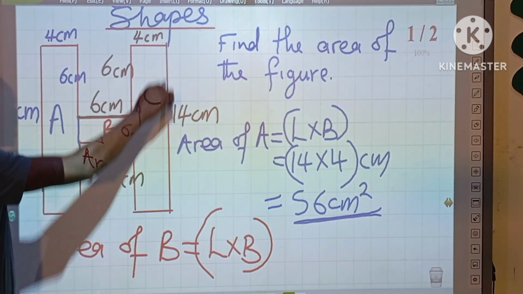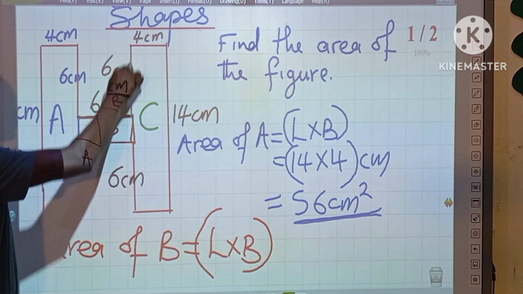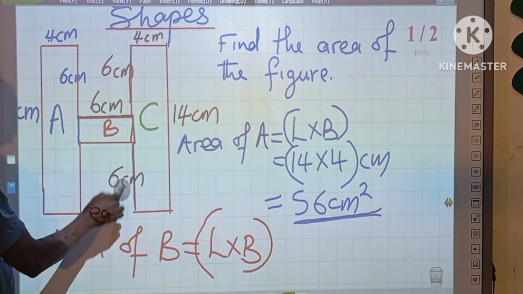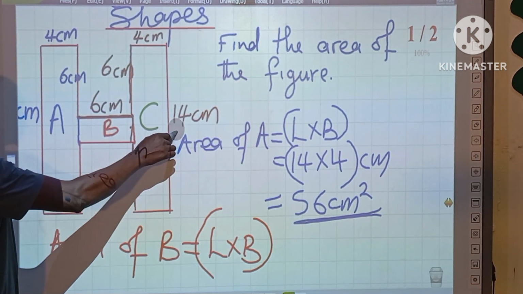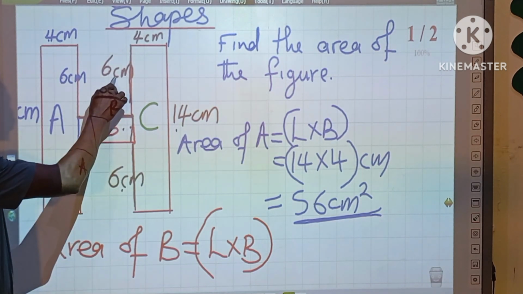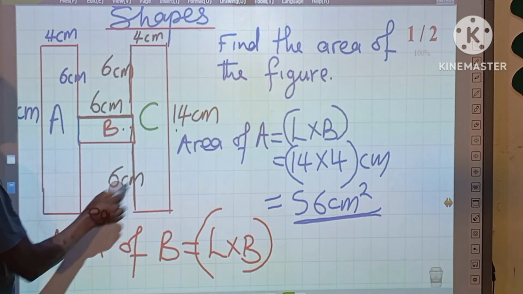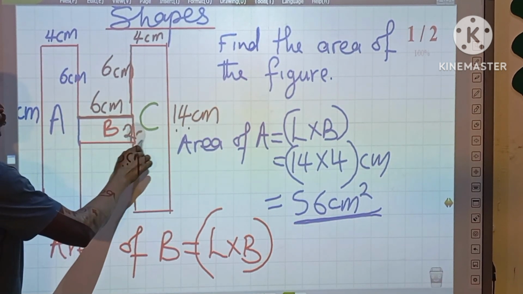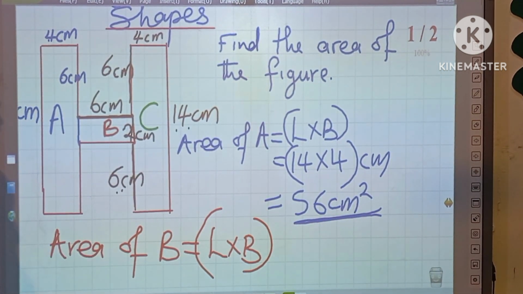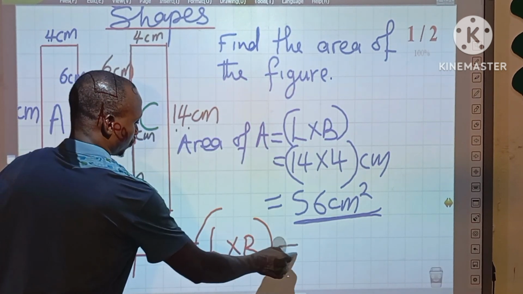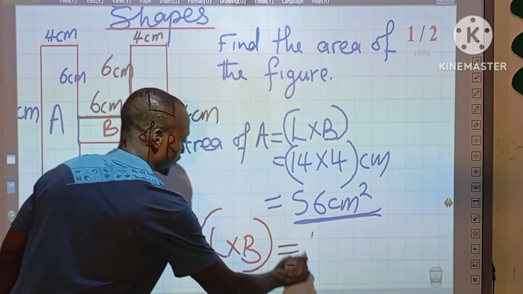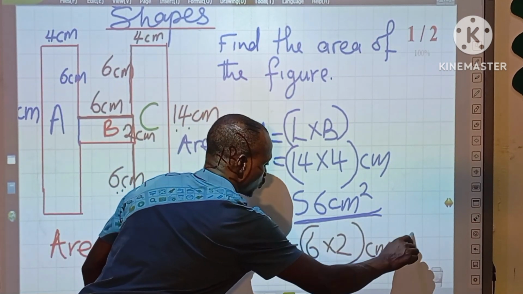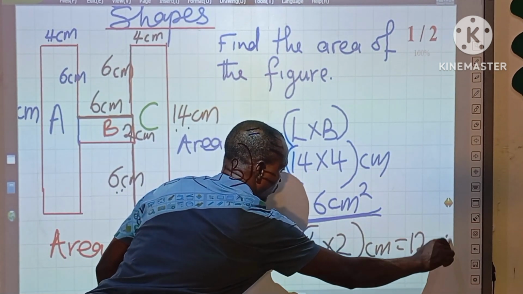Now, since the breadth is parallel to line 14, and these two lines are also parallel to line 14, we therefore discover that 6 plus 6 plus the breadth of B makes 14. So to get the breadth of B, we'll add 6 to this 6, subtract it from 14, and our breadth will become simply 2 centimeters. So the area for B will simply be equal to 6 times 2, all in cm, which is equal to 12 centimeters squared.